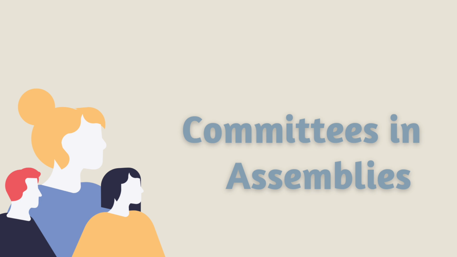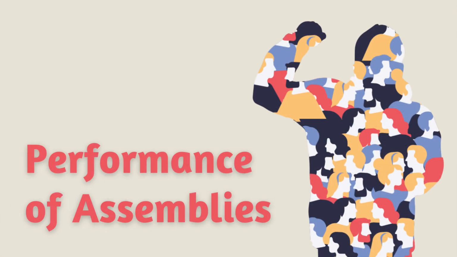Okay, so the next discussion is the performance of the assemblies. So I'll explain the performance of assemblies. Assemblies play a big role in how government functions, but their influence on public policies varies across countries. Some assemblies are powerful decision makers, while others are limited in their impact, more like rubber stamps for the executive branch.